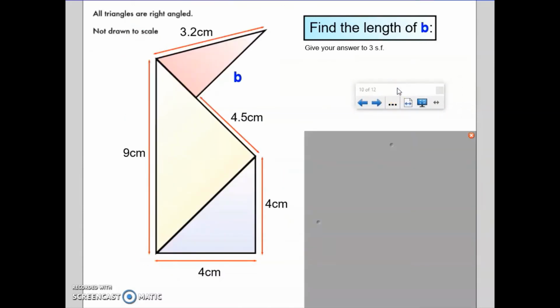Second puzzle question to have a go at. Works very similar to the question on the previous slide. I'd like you to find the length of B by repeatedly using Pythagoras. Can you pause the video at this point and have a go at this question?